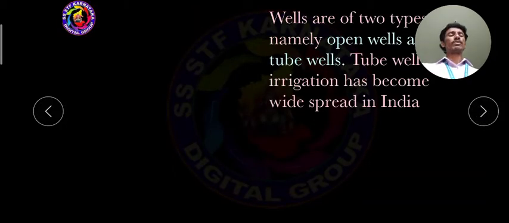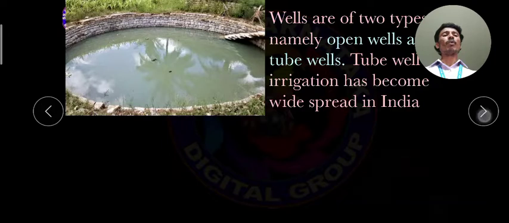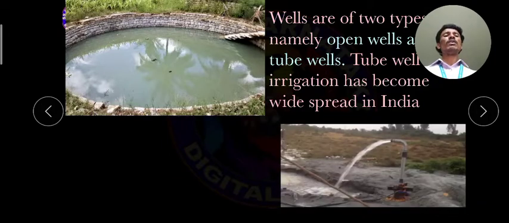How many types of wells are there, dear students? There are two types of wells: open wells and tube wells. Tube well irrigation has become widespread in India, not open well irrigation. The majority of people in our country practice tube well irrigation. See the pictures here. This is the open well and this is the tube well.